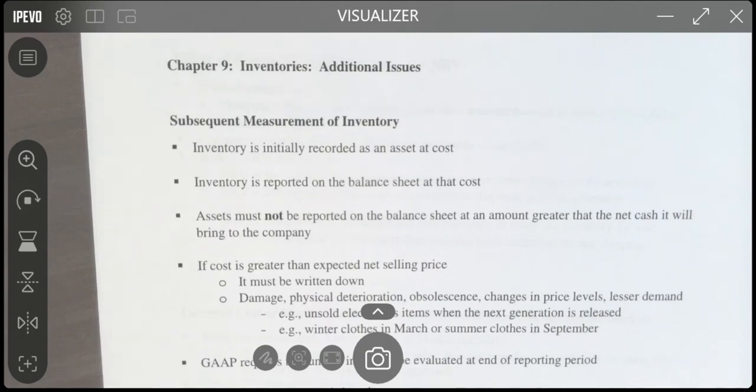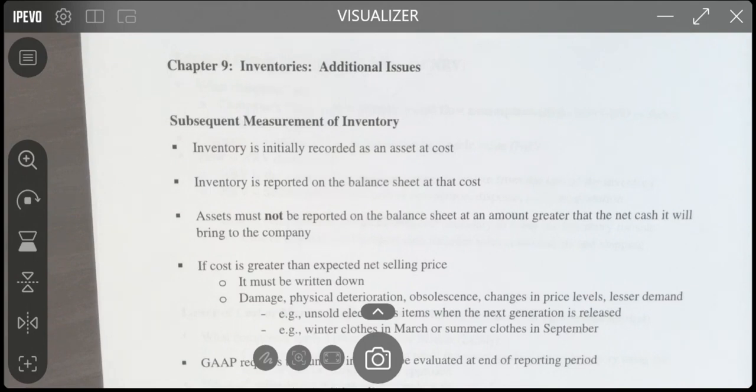Hi, in the previous module, we went through the classic concepts for accounting for inventory. In this module, we are going to examine some additional issues that arise. The first one of these is subsequent measure of inventory.